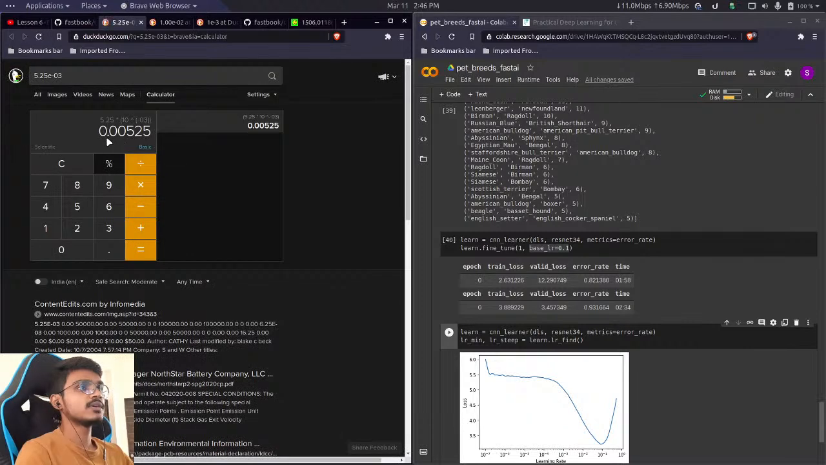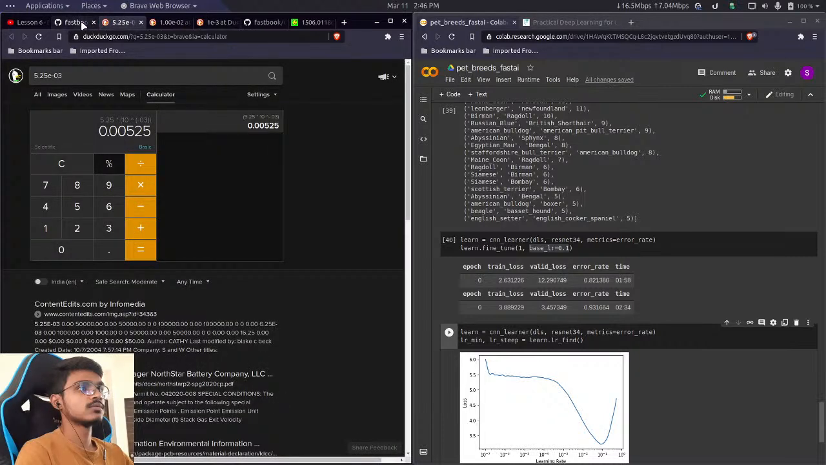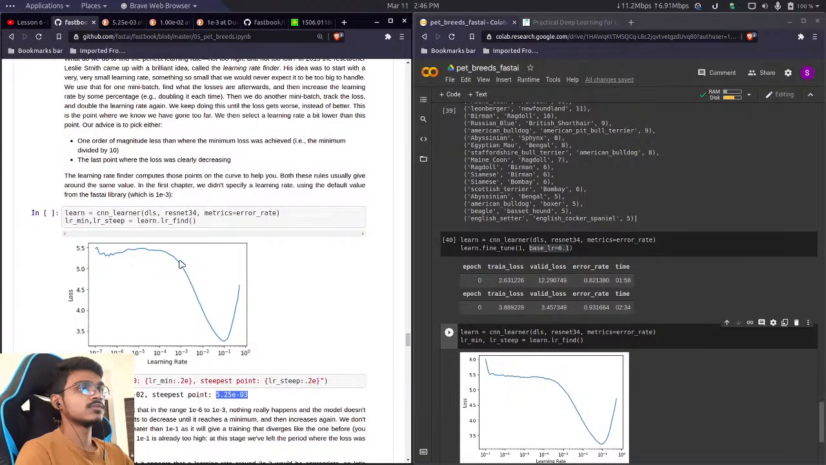And the steepest point is 0.00005, which could be somewhere around here, I guess. So it is somewhere around here. So the optimum learning rate lies between this point and this point. So we should pick from this range.